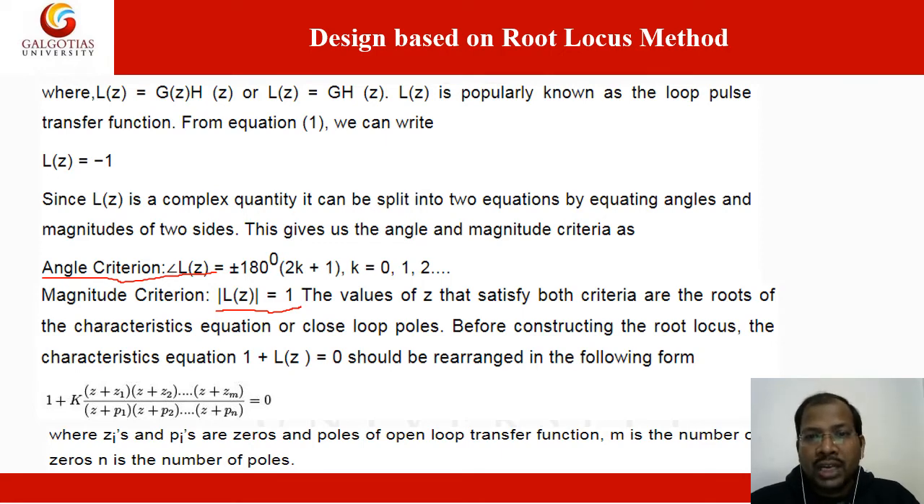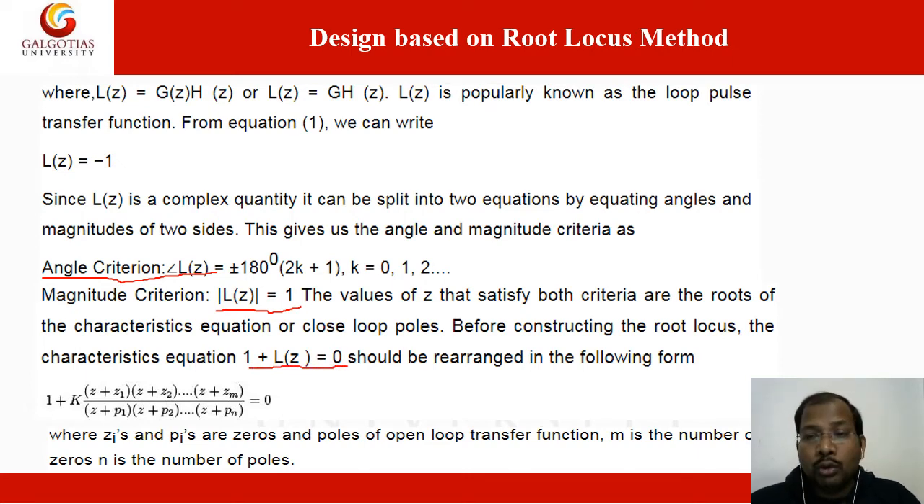So if the values of Z satisfy both criteria on the roots of the characteristic equation, or closed loop poles, then we can say that the system is stable, or relatively stable, or absolutely stable. So before constructing the root locus, the characteristic equation 1 plus L of Z is equal to 0 should be arranged in the following form.